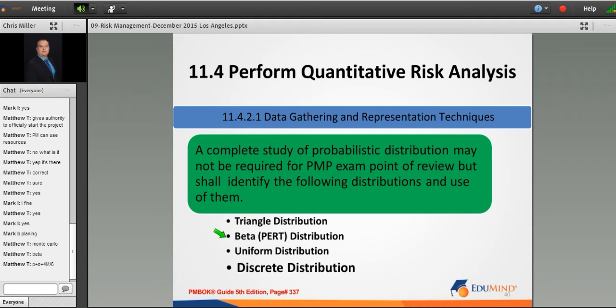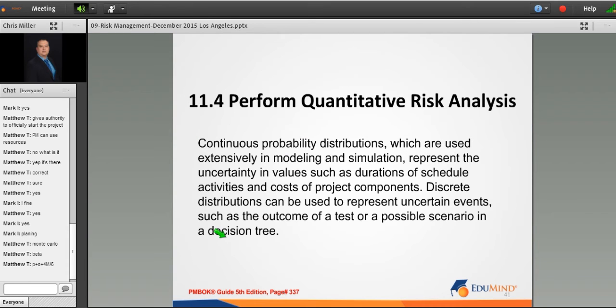And again, the nice thing about the exam, when you don't know, okay, should I use the triangular distribution formula or should I use the PERT formula? They'll tell you which one to use, and then you just simply plug them into the formula.